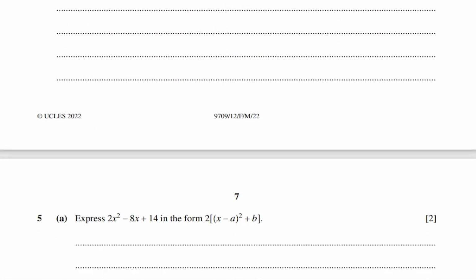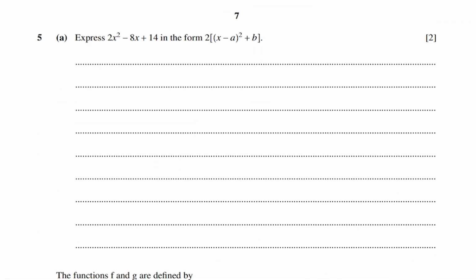Moving on to the next question. Express 2x square minus 8x plus 14 in the form 2 brackets x minus a whole square plus b. Now first, we know that we have to use the completing the square method. So first we'll factorize it. Taking 2 as common, we have x square minus 4x plus 7 in the brackets. We just factorized it.